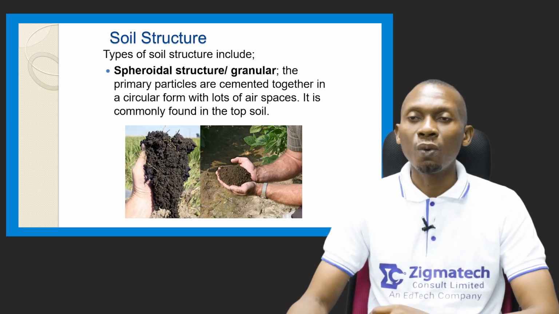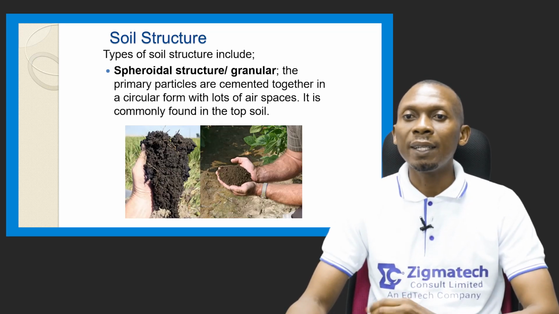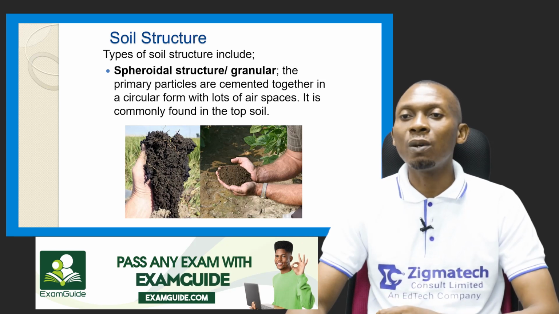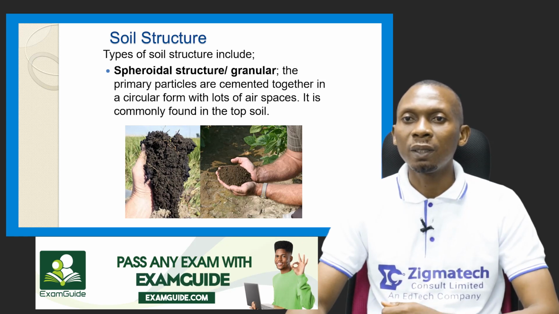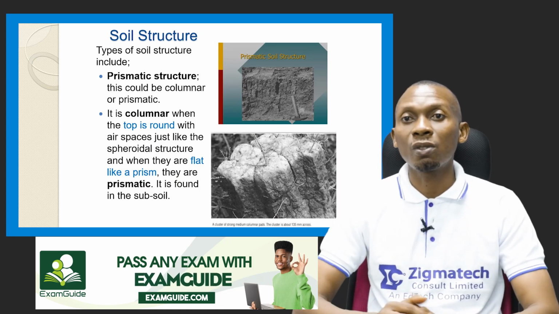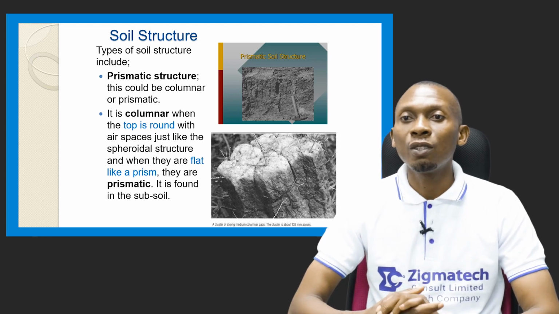Spheroidal structure, which is also called granular, is another type of soil structure. Here, the primary particles are cemented together in a circular form with a lot of air spaces, and it is also found in the topsoil.